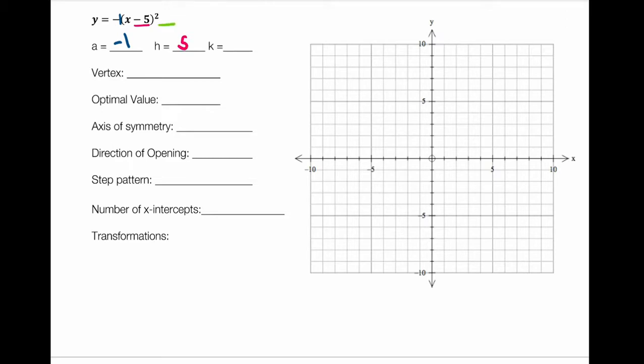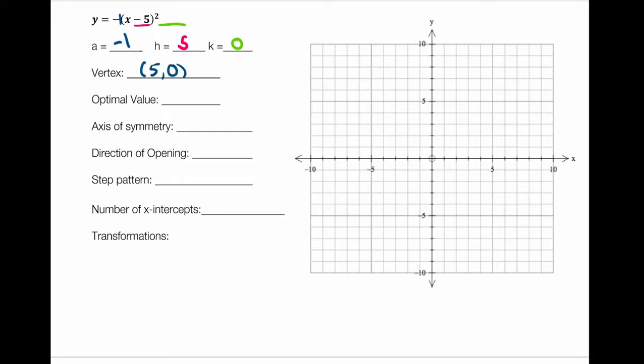The k value is supposed to follow the squared. However, I don't see anything. Because I don't see anything, the only number that I can add or subtract where I don't see it is 0. So this equation is actually negative 1 times (x minus 5) squared plus 0. But because I don't need to show that plus 0 because it doesn't really change anything, I can leave it blank, as long as I recognize that that k value is 0.